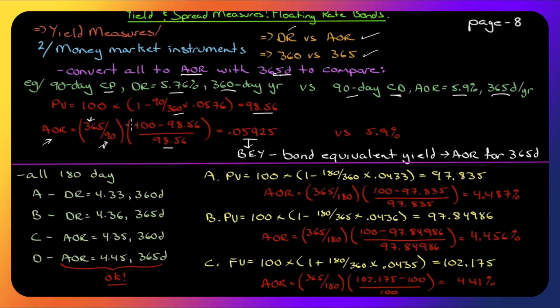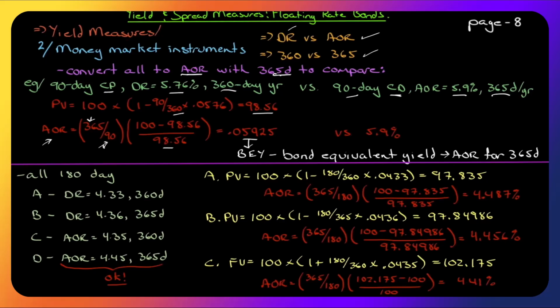We actually make more buying commercial paper at a discount rate of 5.76 than buying a certificate of deposit with an add-on rate of 5.9. And the rate we arrived at here, 0.05925, is a bond equivalent yield for an add-on rate for 365 days. So we do arrive at a bond equivalent yield. Not a big important point, but it's there.